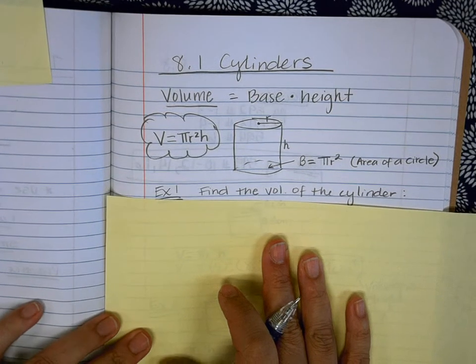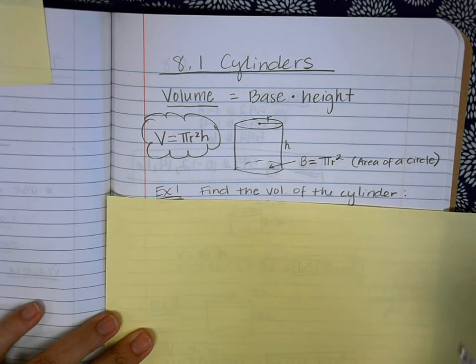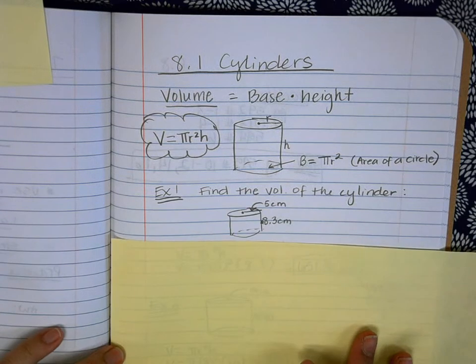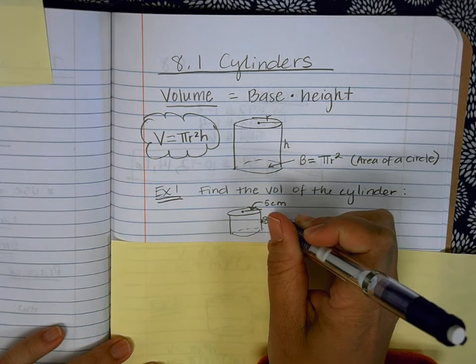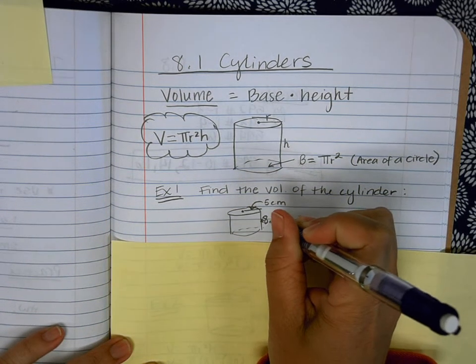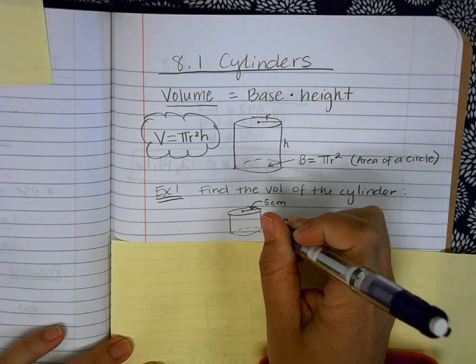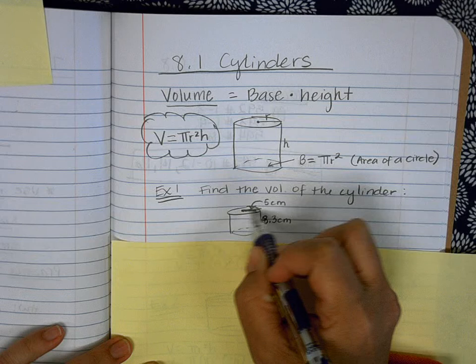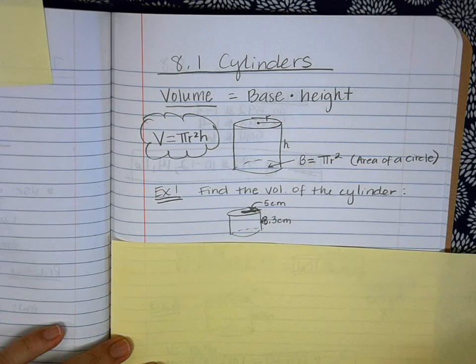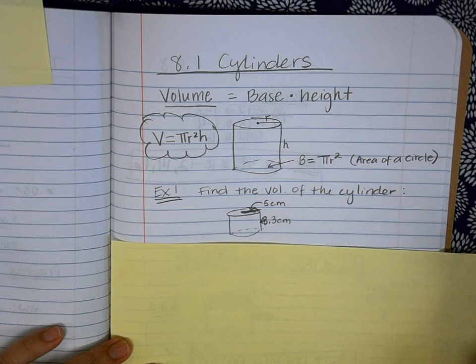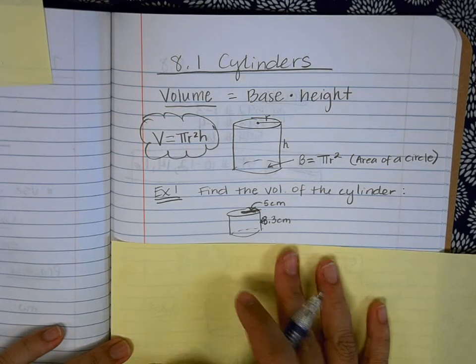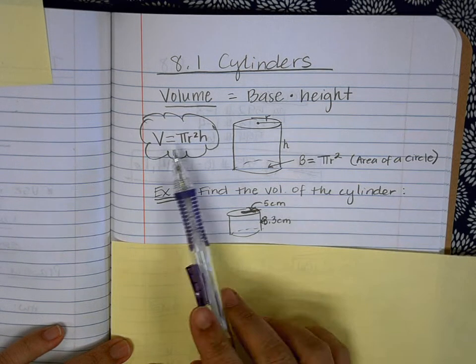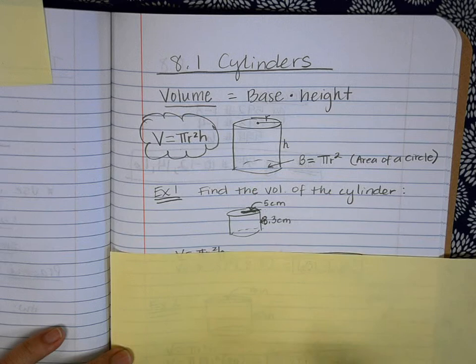So example 1. Find the volume of the cylinder. And here's a little picture. This is 8.3, a little arrow pointing to the height for you. This is the radius of 5 centimeters. So this is a real basic example, right? We're just going to take these numbers and plug them into the formula. Okay?